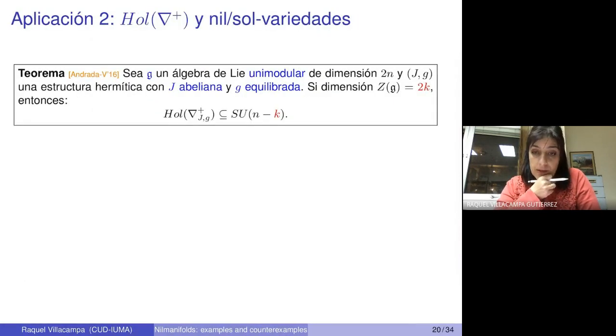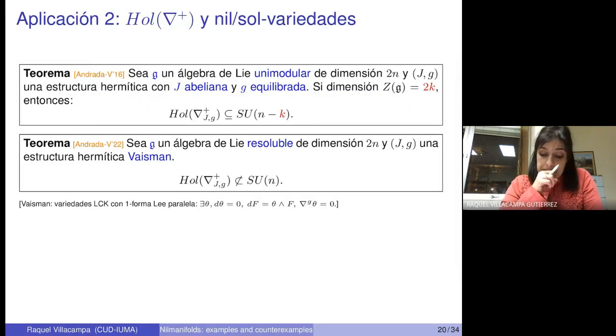With Adrian, we study unimodular Lie algebras, which is a more general setting for nilpotent and solvable Lie algebras, endowed with Hermitian structures with abelian complex structure and balanced metric. And we prove that the holonomy of the Bismut connection is reduced to the subgroup SU(n-k), where k is the dimension of the center of the Lie algebra. So the key point of the reduction to a proper subgroup in the case of abelian structure is the dimension of the center of the algebra.